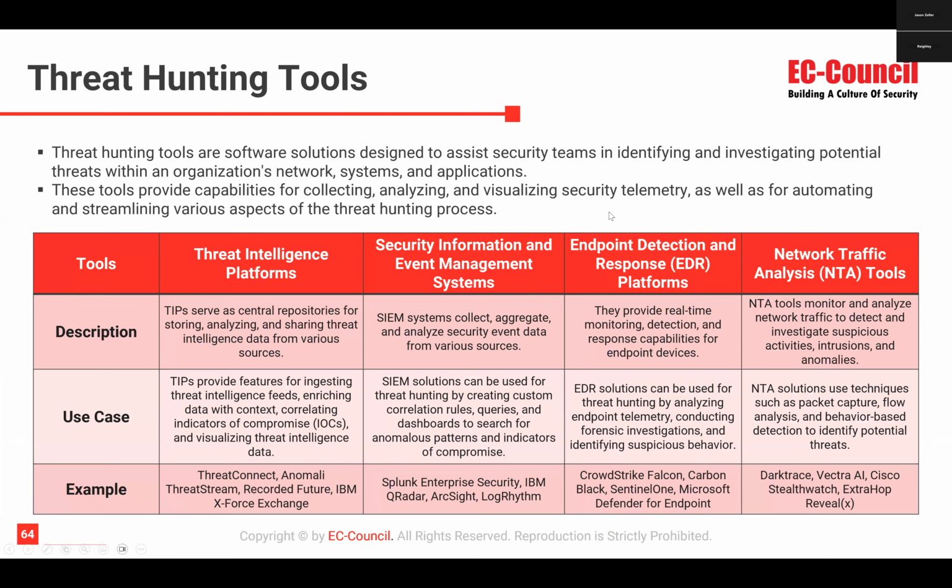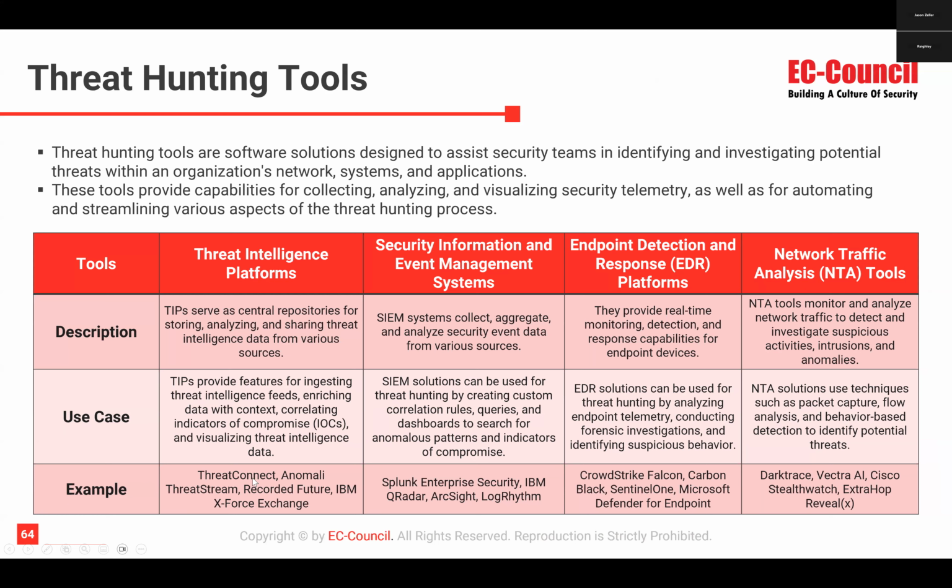So what kind of tools would you end up using? You would have your threat intelligence platforms, used to store and analyze your threat intelligence data. You have your SIEM, which is used to collect, aggregate, and analyze security event data from various sources. We have our EDRs, which provide real-time monitoring, detection, and response on endpoint devices. And then your NTA tools, which monitor the network itself. This may be your IDS, IPS, that kind of stuff.